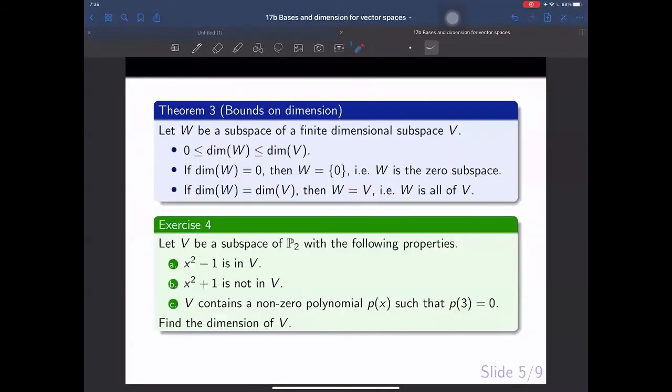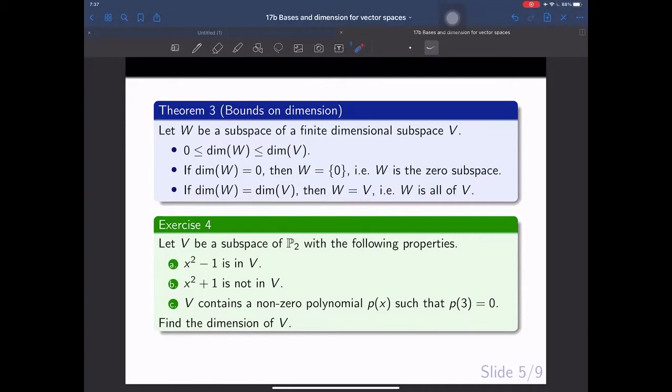Here is another theorem which generalizes vectors to elements of a vector space. Again, if I work with a finite dimensional vector space and I know that W is a subspace, then I know that the dimension of W is between 0 and the dimension of the bigger vector space V. If the dimension of W is 0, then W has to be the 0 subspace, the subspace consisting of just one element, the 0 element. If the dimension of W is the same as the dimension of V, then W must be the entire V.